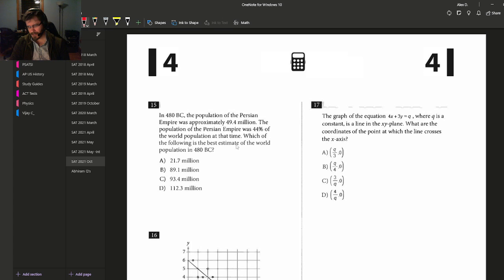Which of the following estimate the world population 480 BC? So 44% world population.